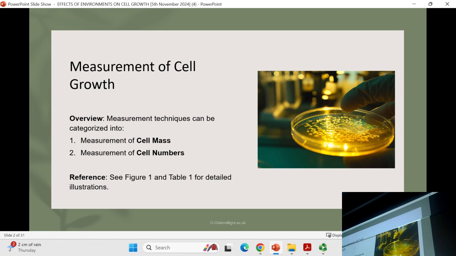Now, to measure cell growth, there are different techniques. Measurement of cell growth can be categorized into measuring cell mass and measuring cell numbers. For a human being, to measure growth, most of the time is through what? Maybe through height and the rest, right? That is cell mass. When someone is getting big, you know that maybe he's eating well. Or we can use cell number. So let's look at this.